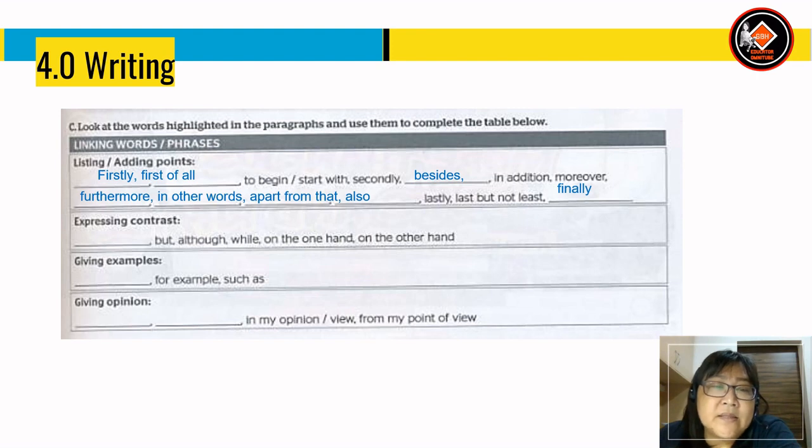And then the second category is expressing contrast. So you have however, but, although, while, on the one hand, on the other hand. Next, the category is giving examples: for instance, for example, such as. And the last is giving opinion: the way I see it, I believe, in my opinion, or in my view, from my point of view.